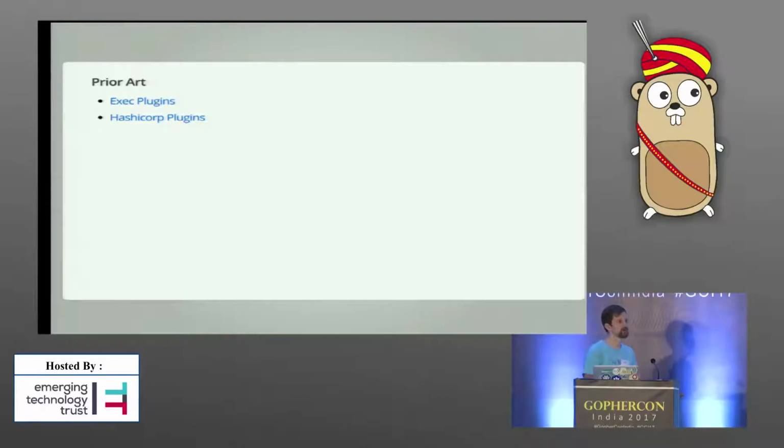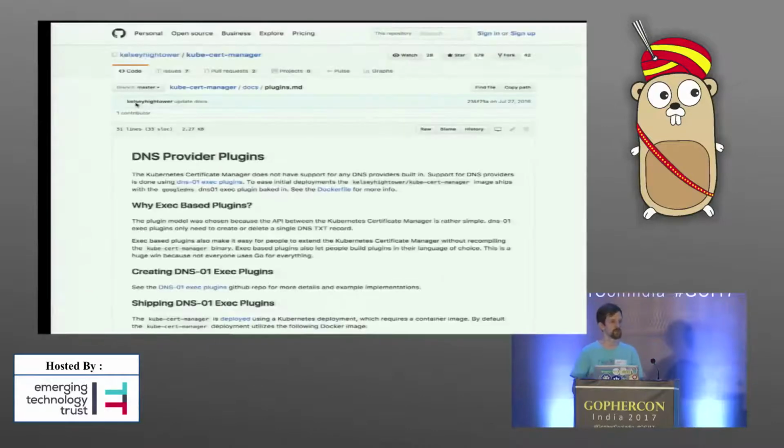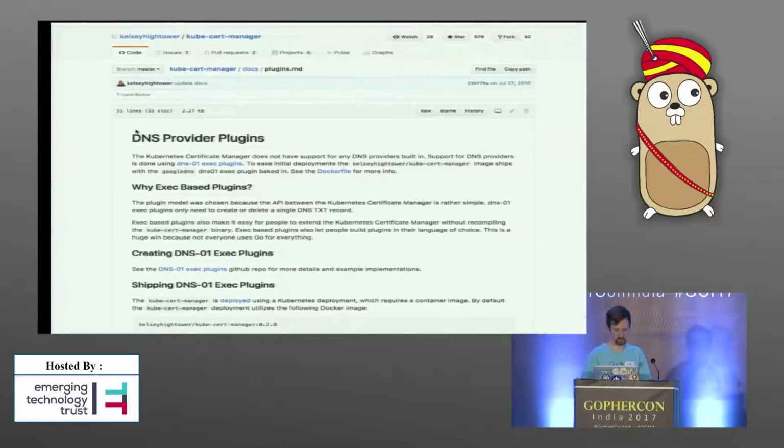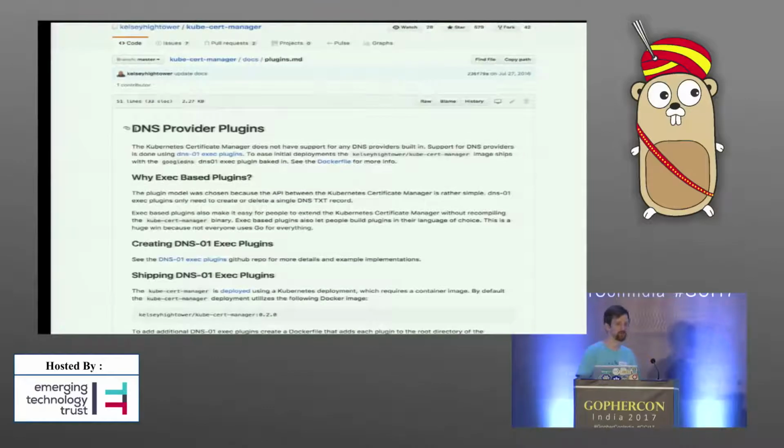There has been some prior art for this type of thing. One of those is, say, exec plugins. Up until now, the main idea was that you would have to build another process or another program for your plugin, and then communicate with the main process using some sort of API. One example of that is one of my colleagues, Kelsey Hightower, who wrote a certificate manager for Kubernetes, which will automatically renew certificates, right? And it uses Let's Encrypt.